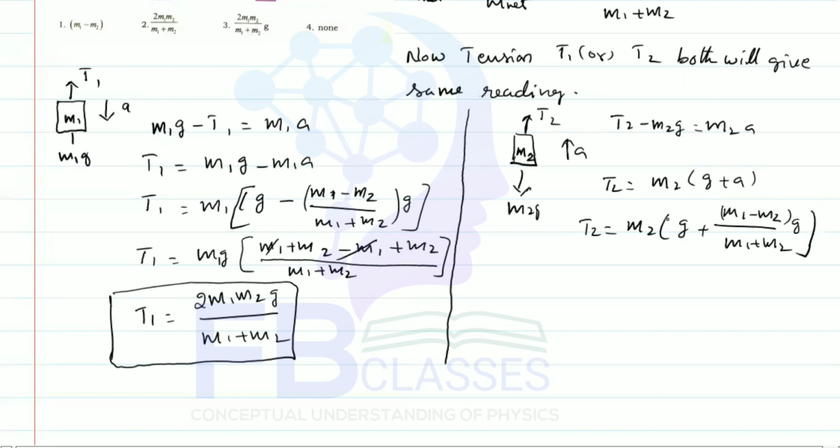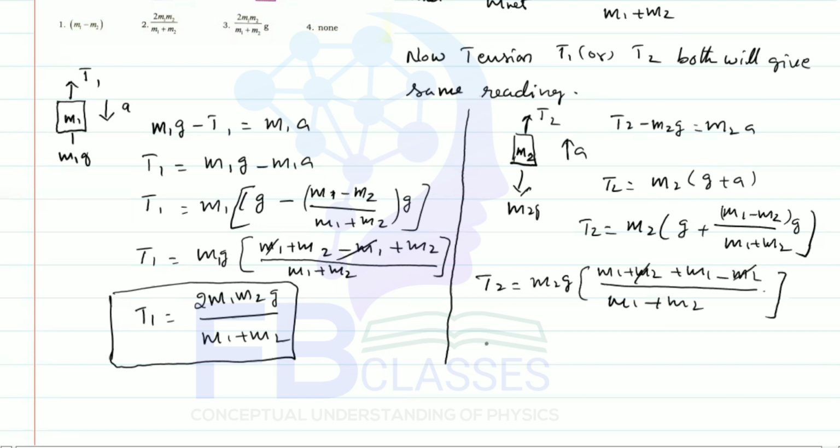So here we are going to take a common g also. So the value will come as T2 is equal to m2 g. So if you take the LCM, m1 plus m2 plus m1 minus m2 upon m1 plus m2, plus m2 minus m2 get cancelled. Okay, the remaining thing is T2 is equal to 2 m1 m2 into g upon m1 plus m2. See, both the values come the same.